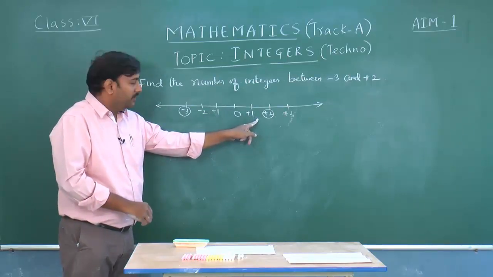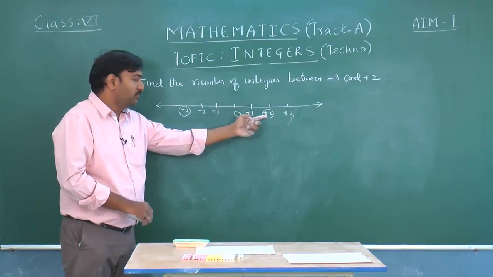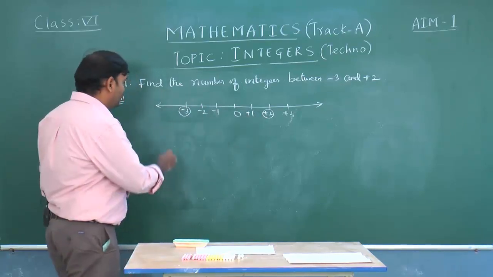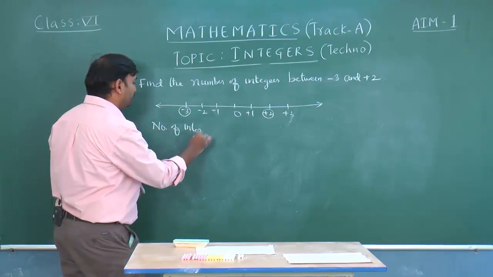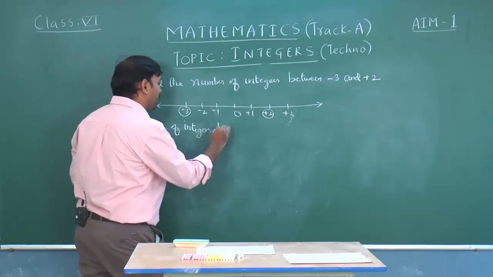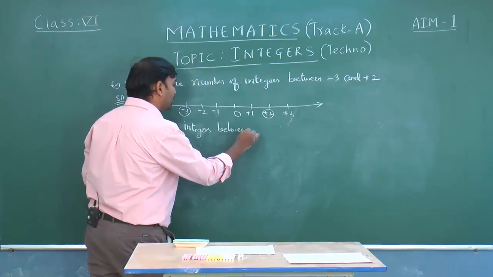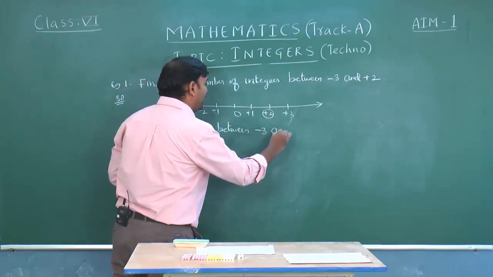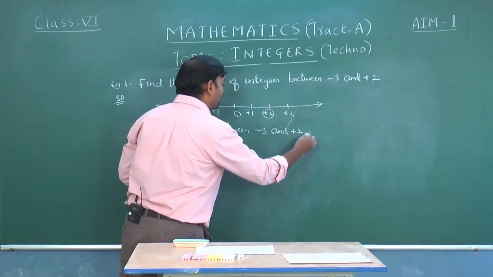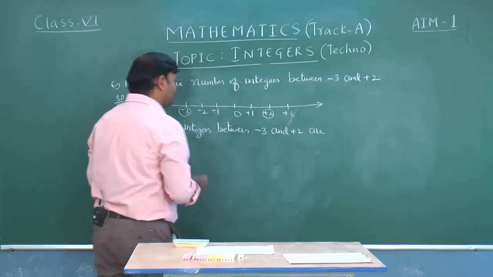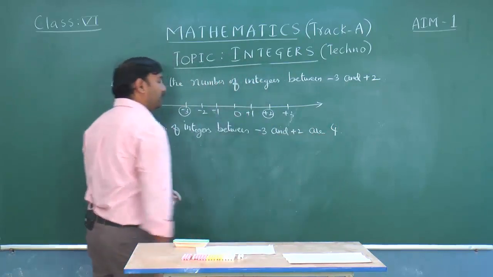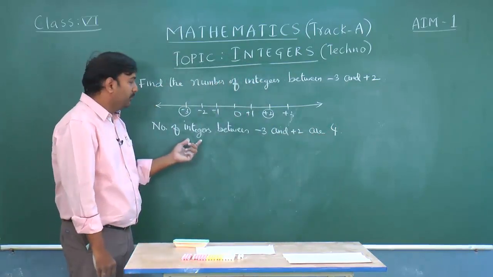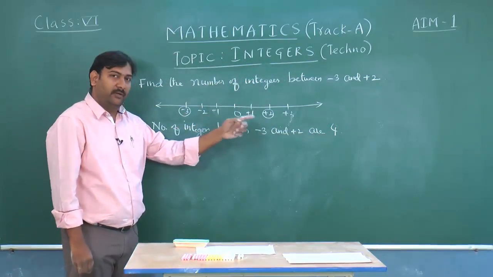So the number of integers between minus 3 and plus 2 are 4 integers. How many numbers are there between minus 3 and plus 2? 1, 2, 3 and 4. 4 in number. So the number of integers between minus 3 and plus 2 is 4.